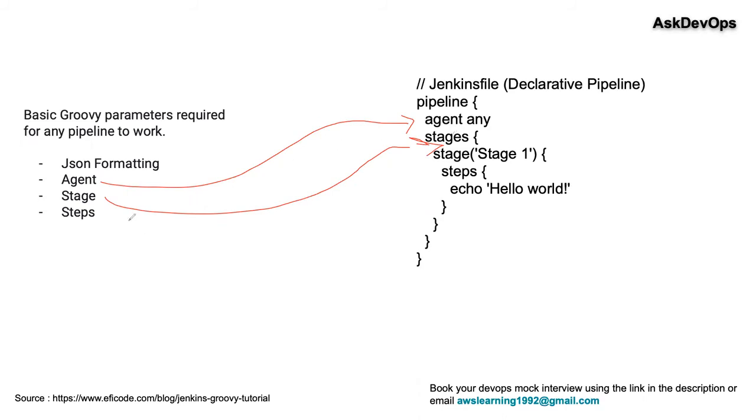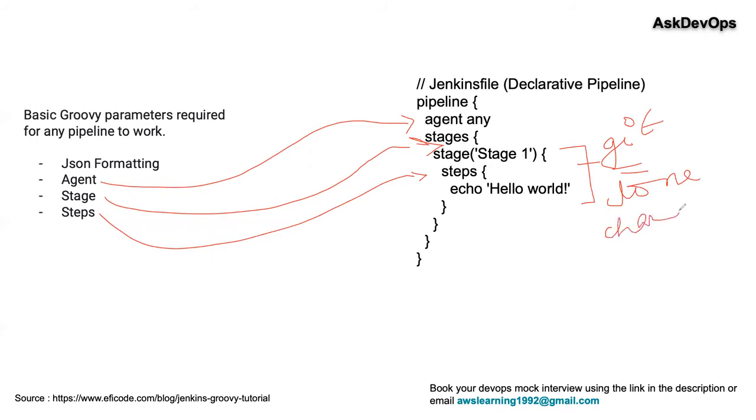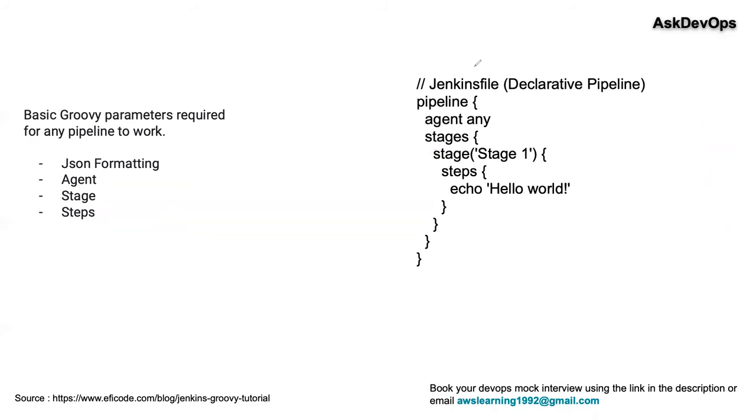Next is steps. What are the steps that you want to perform in a single stage? For example, if it is a Git clone step, then how many steps can you have? The first step is cloning the repo, and the next step is maybe changing the branch. If you don't want to deploy the master branch, you can change the branch. So all of these parameters are important for a Groovy script.